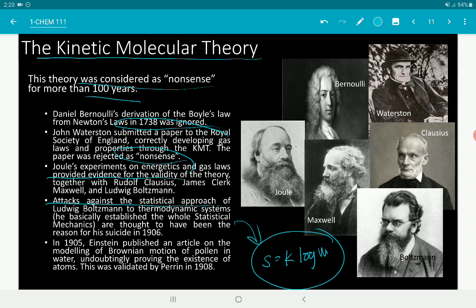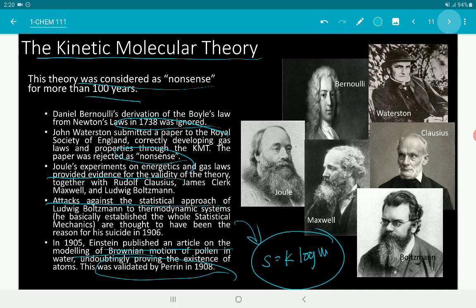However, in 1905, Einstein published an article on the modeling of Brownian motion. So, Einstein predicted Brownian motion using pollen in water. He applied classical physics doon sa pag-predict niya ng movement ng pollen sa tubig. And Jean Perrin actually validated this claim by Einstein. Sayang, di ba? If Boltzmann didn't take his life, he might be working on a statistical version of quantum mechanics, which is more beautiful than what we have right now. Kasi yung mga theory ni Paul Dirac and etc. ay medyo high level at hindi siya madaling maintindihan.